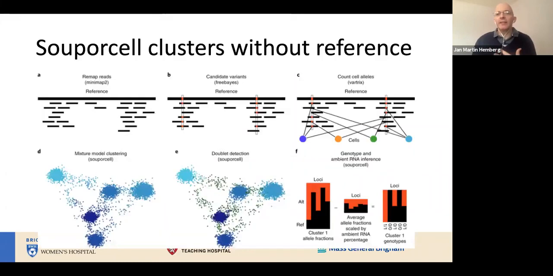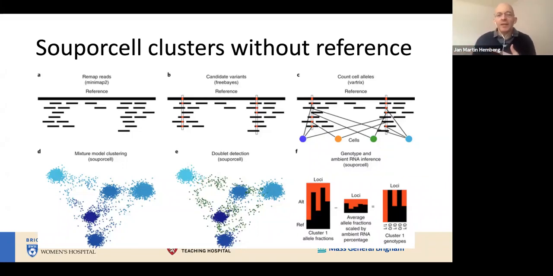In the second generation of these tools, they did away with a very important requirement, which is having a known reference. One such example method is called souporcell. In souporcell, you only require single-cell RNA-seq data. You don't require the genotypes.